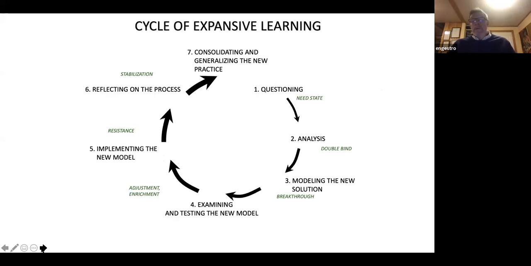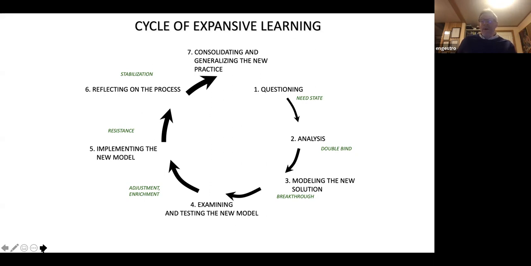And this schematic image on the screen tries to capture the key learning actions in a cycle of expansive learning, starting from questioning and analysis and modeling, going all the way to implementing the new model, reflecting on the process and consolidating and generalizing the new practice. This type of sequence of learning actions is easily misinterpreted as some sort of rigid scheme. It is meant to be a heuristic device.